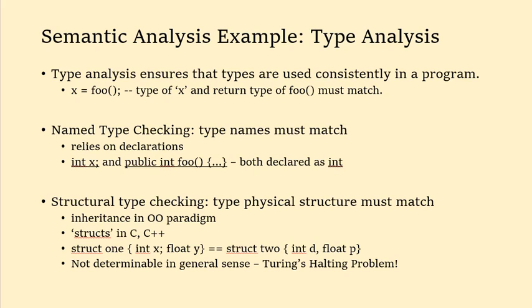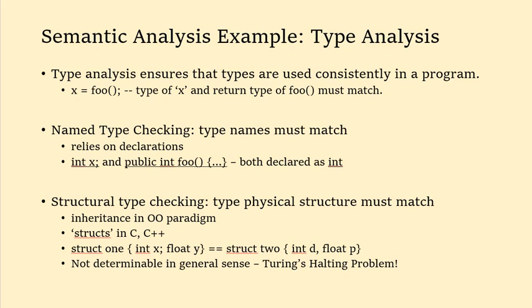How do we do it? Well, there are two ways. One is named type checking. If you have a programming language that relies on declarations, it's pretty straightforward. Hey, you said that x was an integer, and you said that foo returns an integer. We can compare the names.